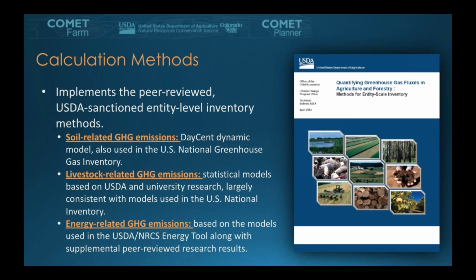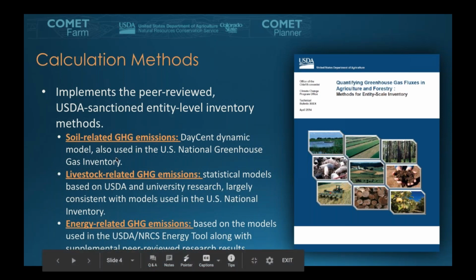Data is collected for the unique entity once, to make it as user-friendly as possible, and then used to drive all those different models that are mentioned. All of these methods are defined in USDA's Quantifying Greenhouse Gas Fluxes, what we call the Blue Book document, which is available on the COMET Farm site and the USDA site. I can provide a link for that as well at the end of the presentation.